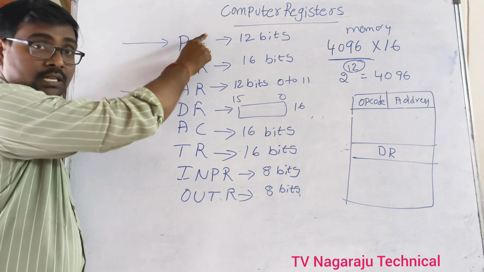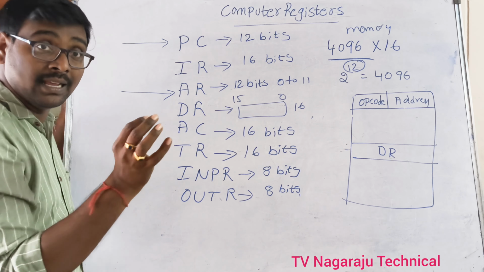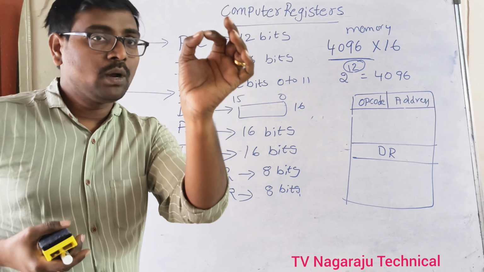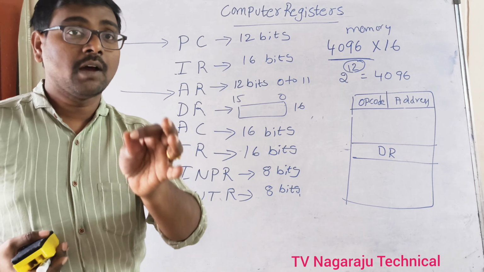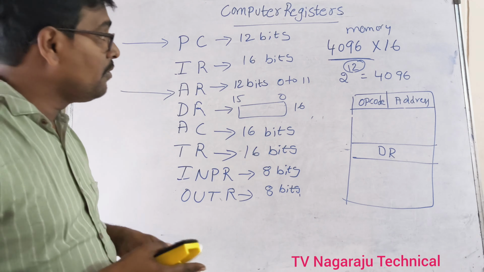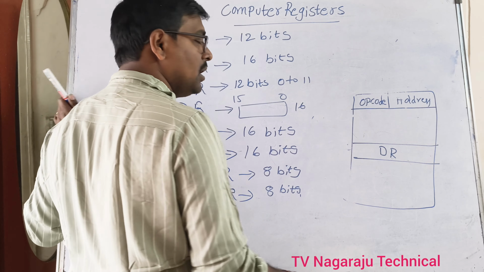Now, this output is connected to input. Again, this input is from all the registers. You got it? That means if you want to connect one register with every other register, the number of lines are increased. Obviously, the complexity of the hardware is also increased.